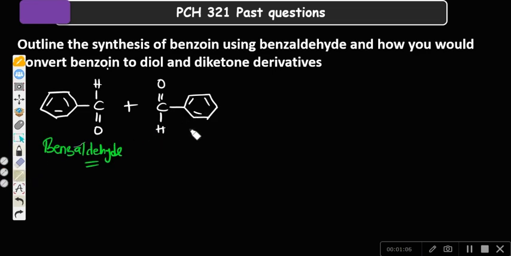Now, this reaction, we need some reagents. The reagents it will need are KCN, potassium cyanide, H2O, and ethanol, CH3CH2OH. And the product of this reaction is what we call benzoin. It's a kind of condensation reaction. It is called the benzoin condensation reaction. So this is going to be the product.